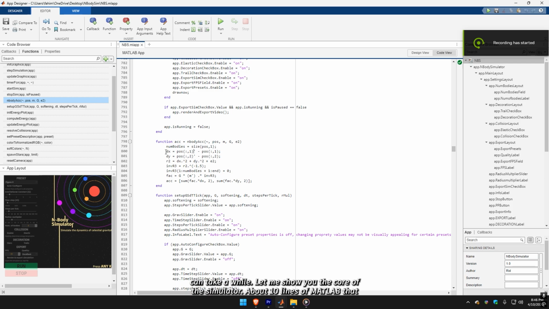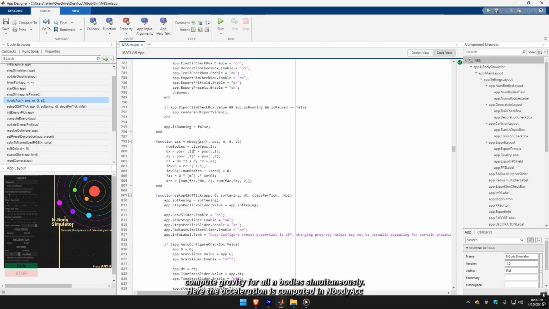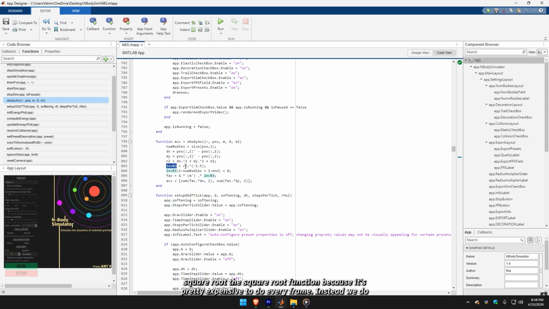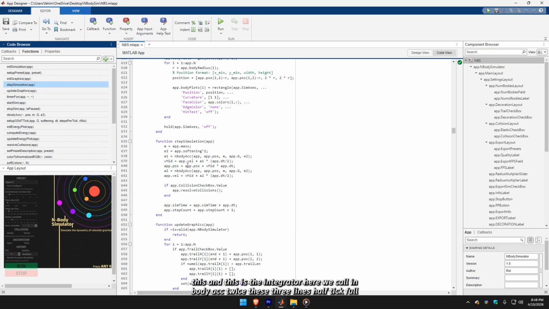Let me show you the core of the simulator, about 10 lines of MATLAB that compute gravity for all n bodies simultaneously. Here the acceleration is computed in the nbodyAcc function, or the N-body acceleration function. Here we calculate the r squared distance and add a simple softening factor so that bodies that are too close don't produce division by 0. Again, we calculate the inverse r cubed from r squared to the power minus 1.5. While calculating the inverse r cubed, we skip the square root function, because it's pretty expensive to do every frame. Instead, we do this, and this is the integrator.